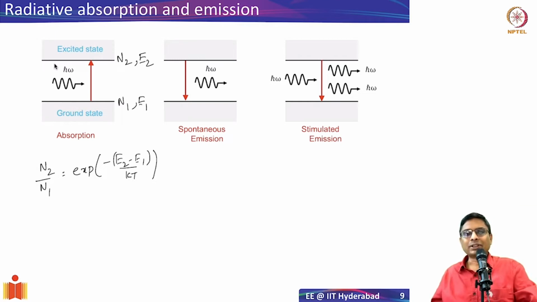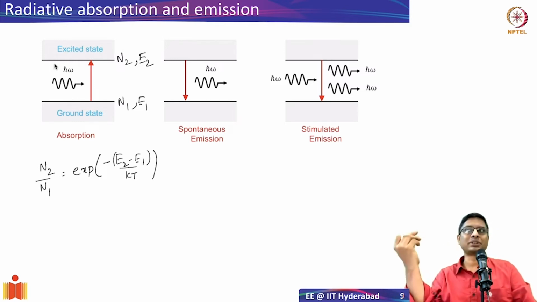So Einstein looked at what happens when you have a photon incident on such a system. The question was, what are these excited and ground states? They can be anything. For example, if you're looking at a semiconductor, they can be the valence band and the conduction band. In the intrinsic semiconductor case, you have a few electrons in the valence band and the conduction band is empty. But you can have a situation where there are holes in the valence band and electrons in the conduction band. That is one situation where a non-equilibrium condition is created.